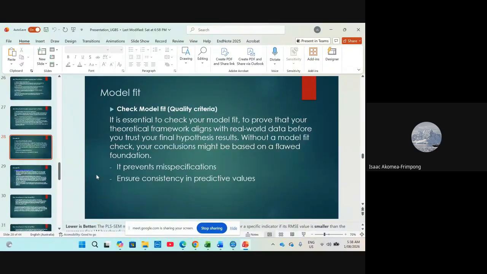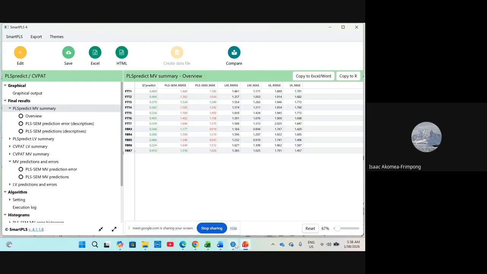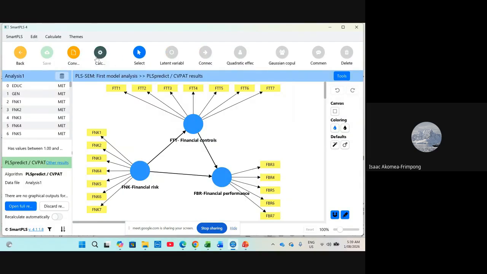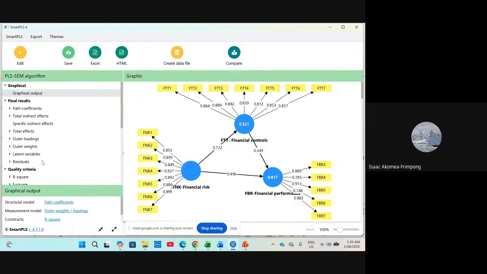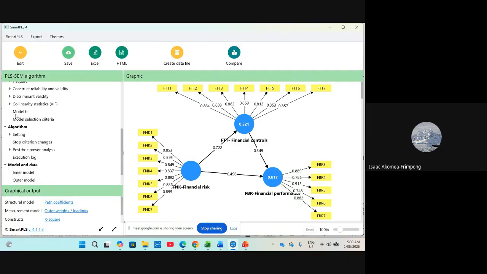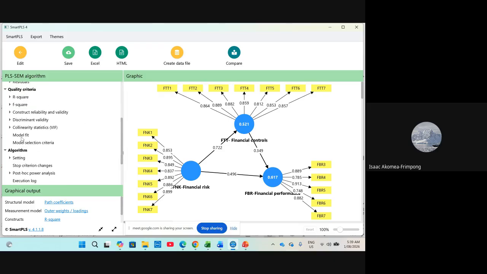Any other thing that you have to check? Now you can also check the model fit. Good. So the model fit, there are some indicators that will help you with the model fit. So with respect to the model fit, you go back to the results, go and run the PLS algorithm again. And in the results, just check your quality criteria. You see one of the things under the quality criteria is the model fit.